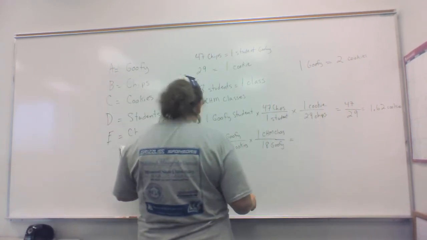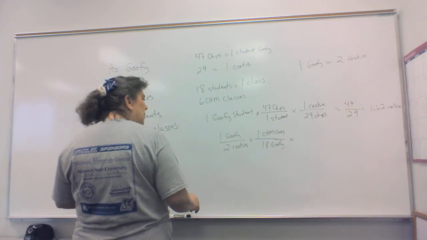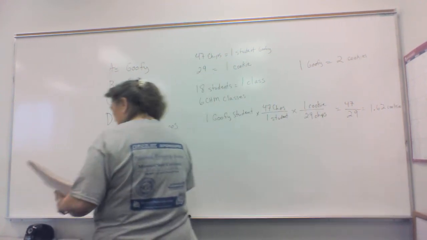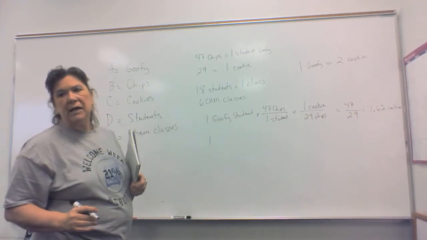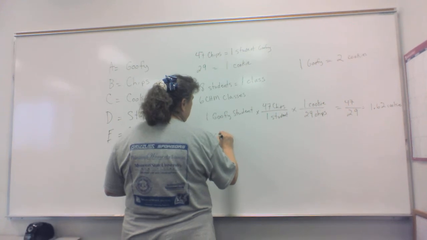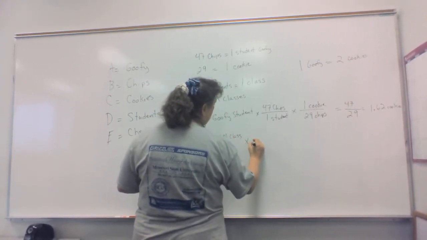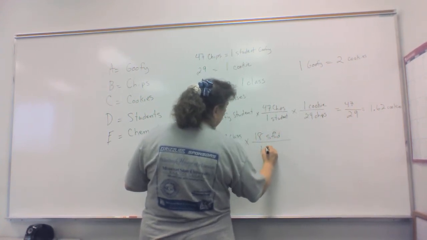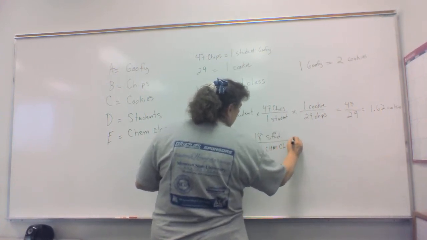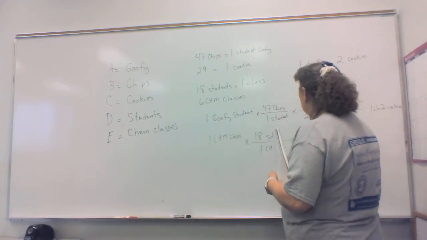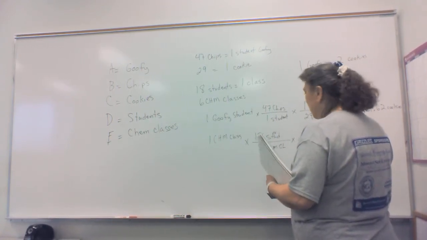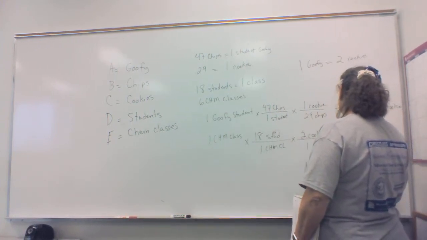It's easier to look at it the other way. Let's do it the other direction. We want to know how many cookies for 1 chem class. So we're going to go 1 chem class times, we've got 18 students for 1 chem class, times, we're going to have 2 cookies to 1 student. And that's going to equal 36 cookies per chem class.